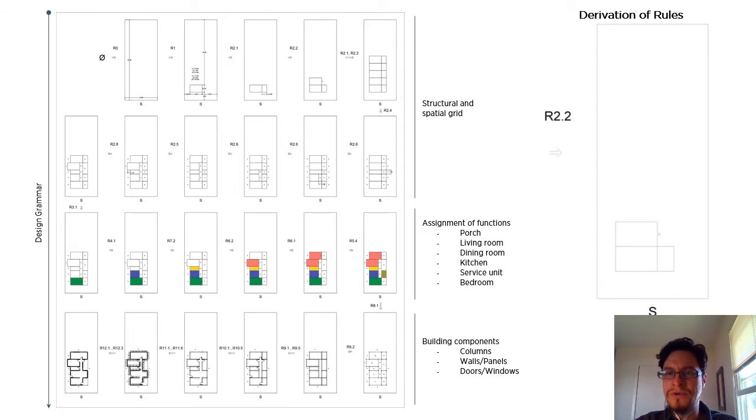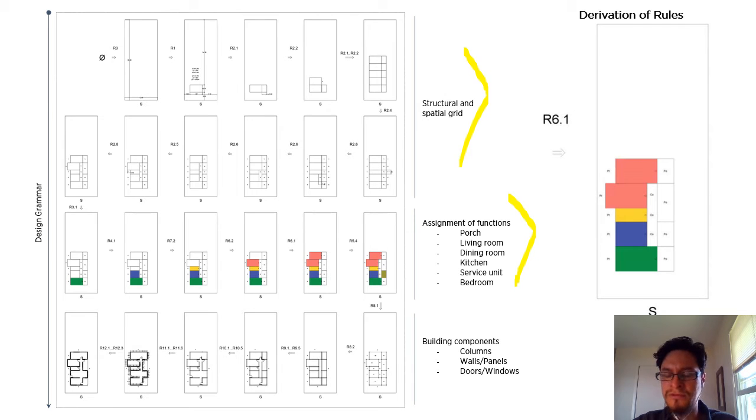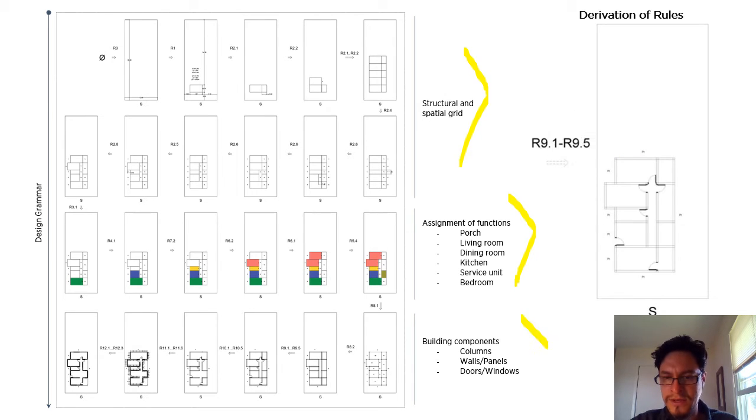This is the preview of the derivation of the rules for designing a house, a two-bedroom house. We can see the structural and spatial grid definition, the assignment of functions, and the placement of some of the building components.